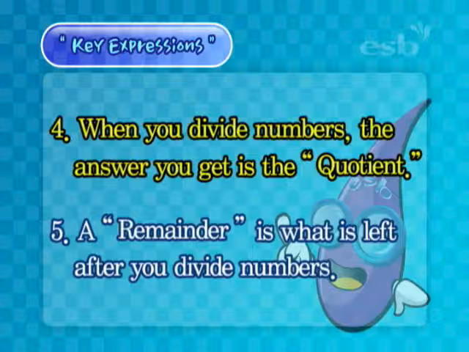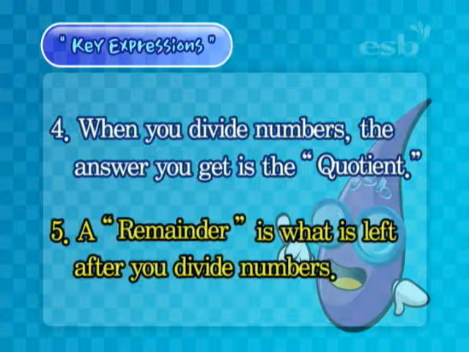Number 4. When you divide numbers, the answer you get is the quotient. Now, key expression number 5. A remainder is what is left after you divide numbers.